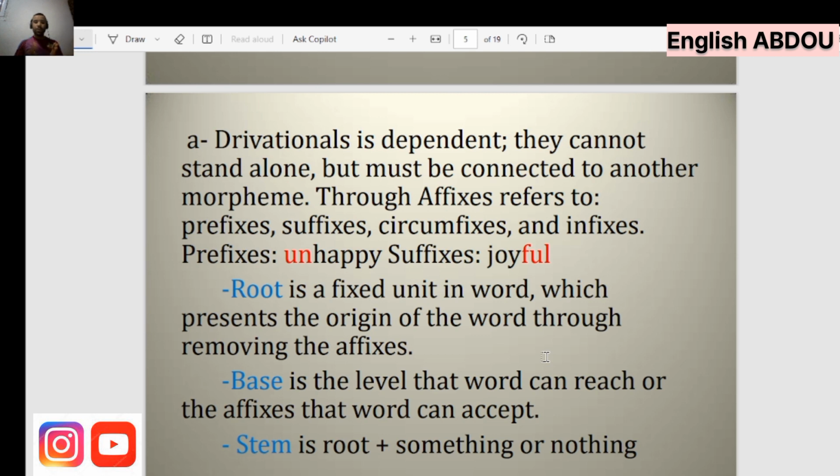So prefixes and suffixes. Suffixes are the morphemes that we add at the end of the word, while prefixes are the morphemes that we add before the word. So this is derivational. It is a part, of course, of bound morphemes.